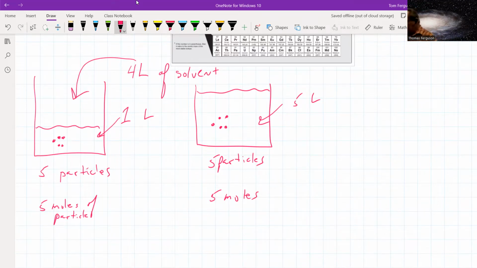Five moles of particles. What's the difference between the concentrated one and the dilute one? It's only one thing that's different. Volume of solvent, yeah. The number of moles of the solute is the same. So we have 5 moles of particles concentrated.